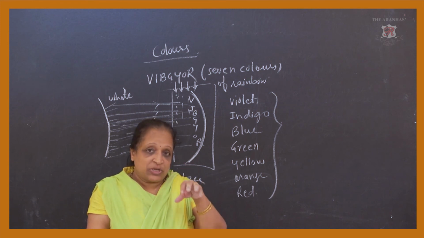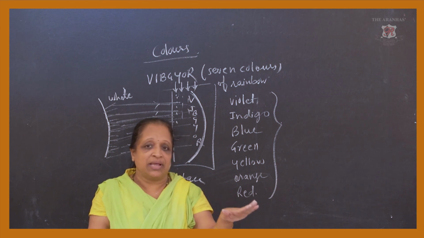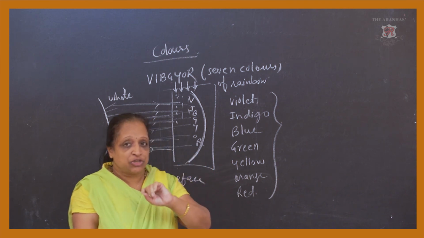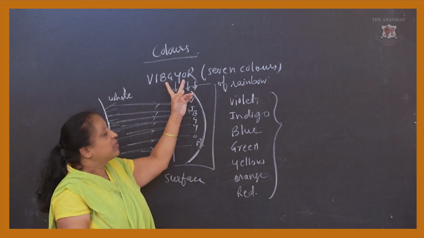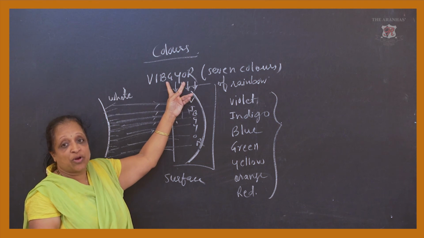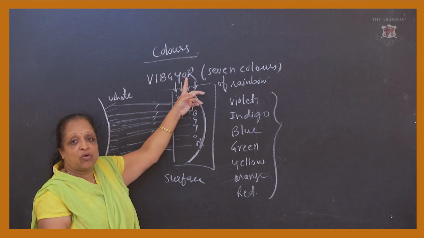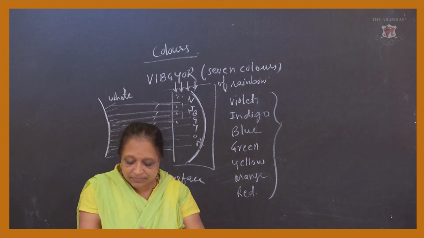Sunlight, when we receive it, is white in color. But when it comes in contact with water, each droplet converts it into colors which are defined as the Vibgyor. And Vibgyor is nothing but violet, indigo, blue, green, yellow, orange and red. So it is described as the Vibgyor.